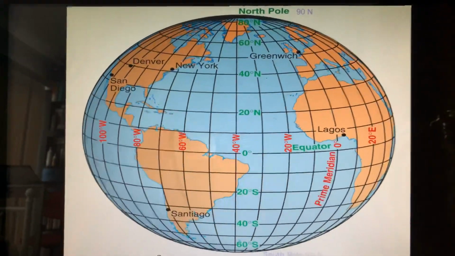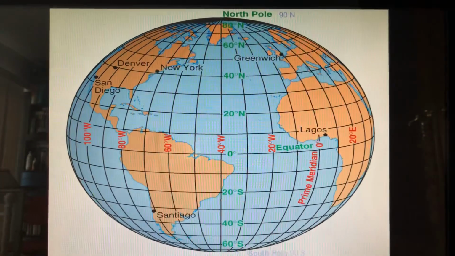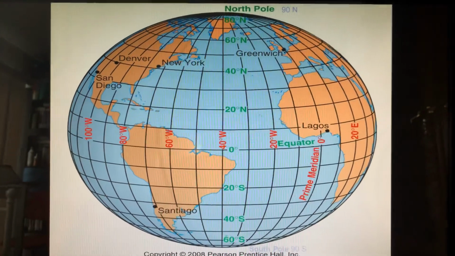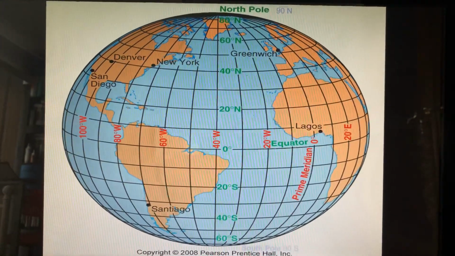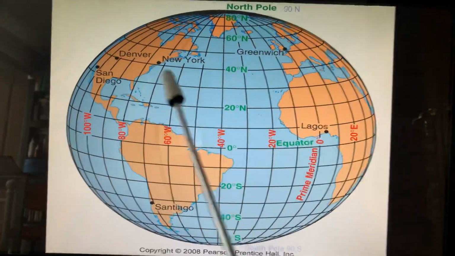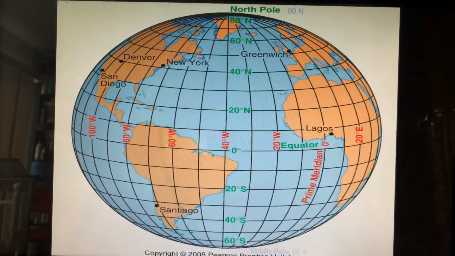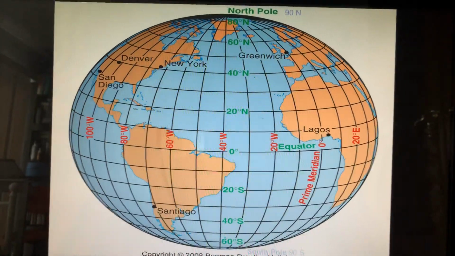Let's go to this one. This map you're going to use for one of the pages you have to complete. You have a very similar exercise. You have to find the location of some of those cities which are shown on this globe.